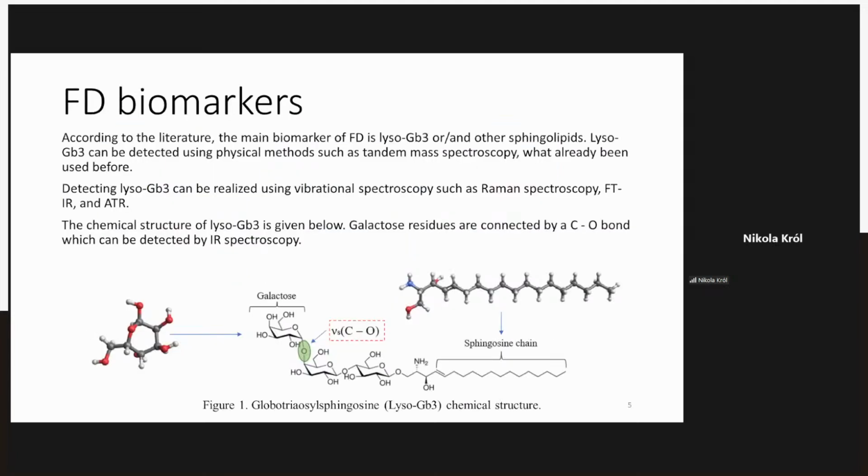And the study presents the result. Firstly, I would like to say that lyso-Gb3 can be detected using physical methods such as tandem mass spectroscopy. And here you can see the chemical structure of lyso-Gb3. It is given below.